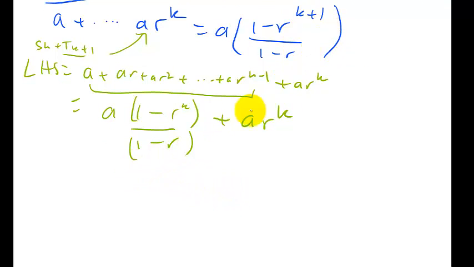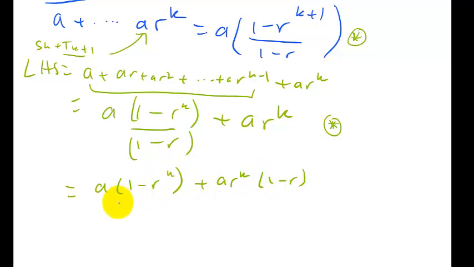Alright, what do you reckon you should do? Look at this, and look at this. Common denominator. Hey, that's not a bad idea. Okay, common denominator. So I'm going to get a(1 - r^k) plus ar^k(1 - r), over 1 minus r. Look, at least I've got the denominator now. All I'm hoping is that this numerator is the same as that numerator. Well, maybe the best way to have a look at that is if you had expanded this.